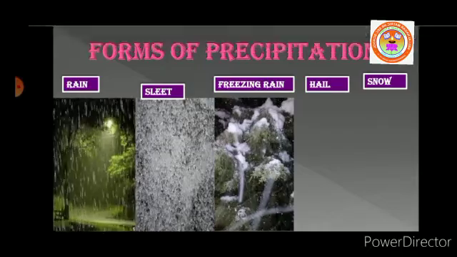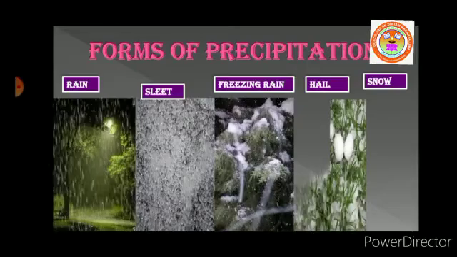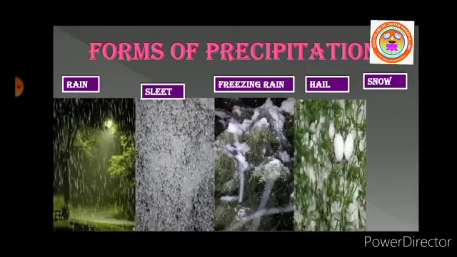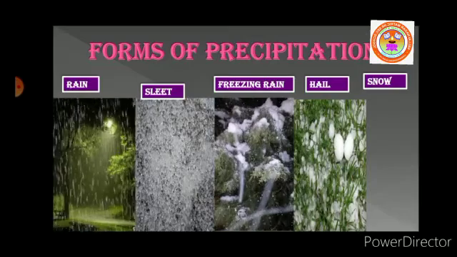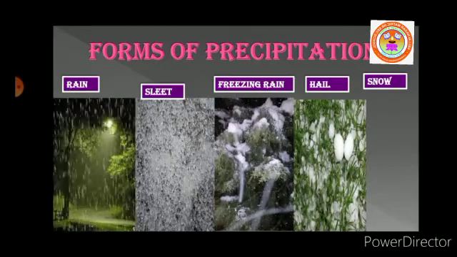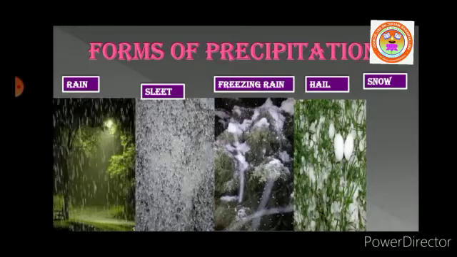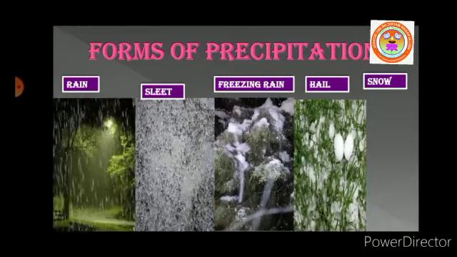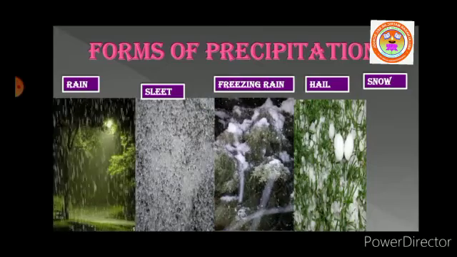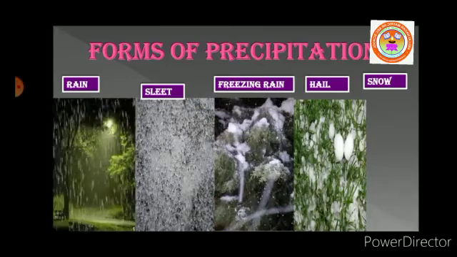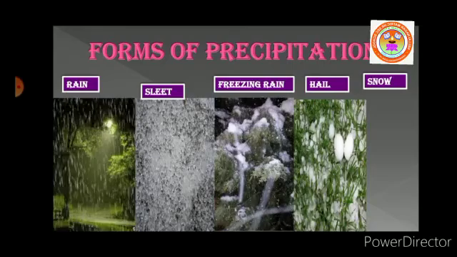Next, hail. The precipitation which consists of round pellets of ice which are larger than 5 mm in diameter is called hail or hailstones. A hailstone starts as an ice pellet inside a cold region of a cloud. Next, let us see snow.